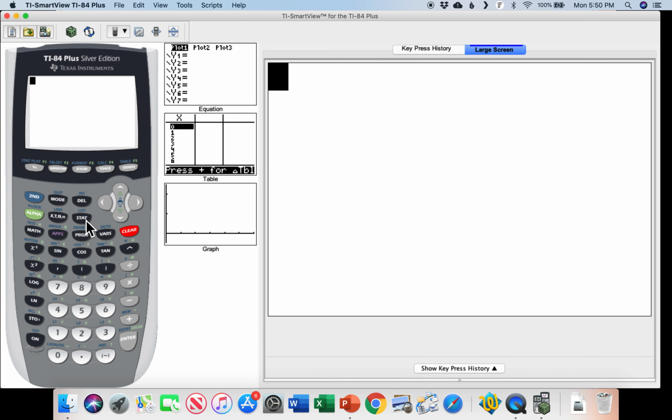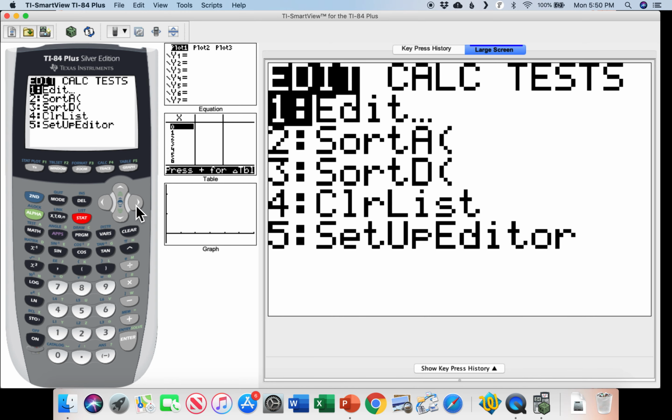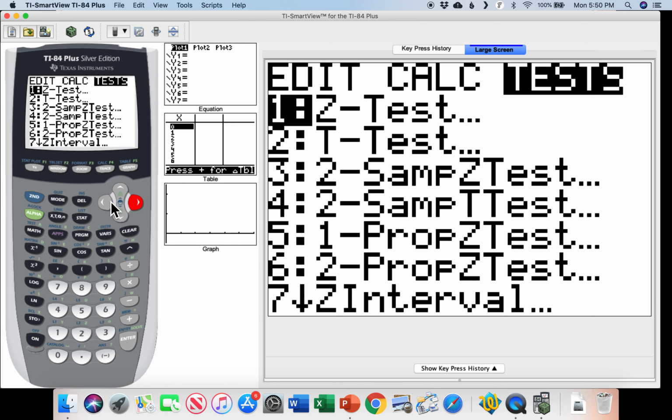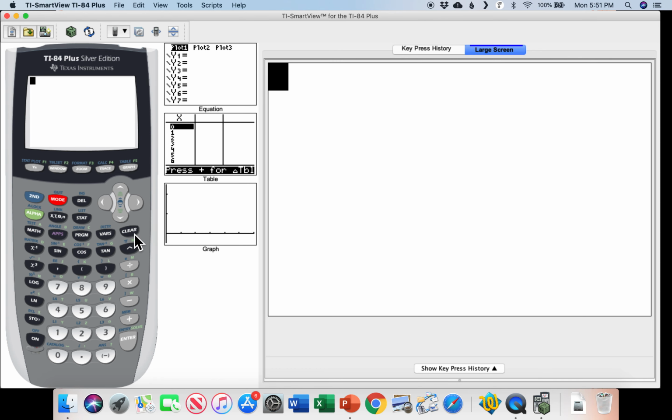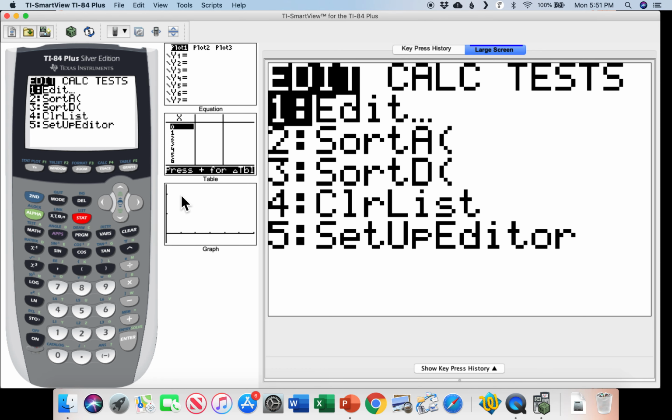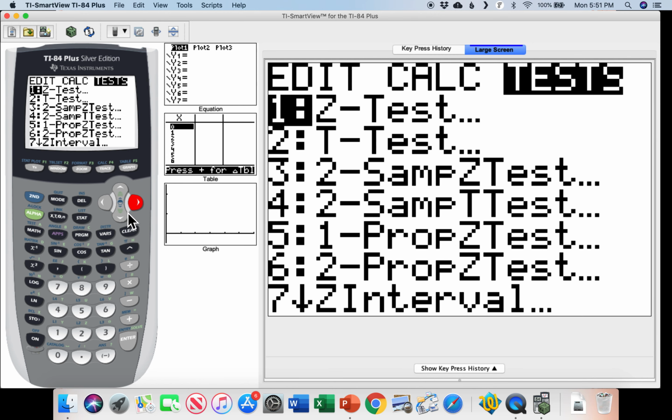Okay, Stat, Tests. So you're using your arrow to the right and scrolling over to this function called Tests. So go back, try it one more time. Let's go back to the home screen. You're clicking Stat, Tests. You're going down to Z-interval.